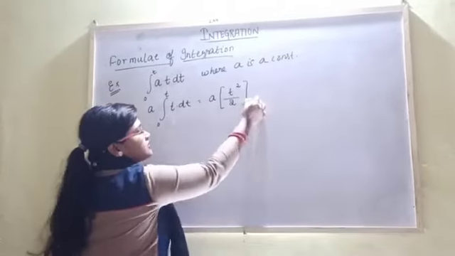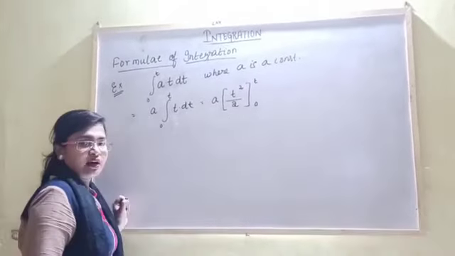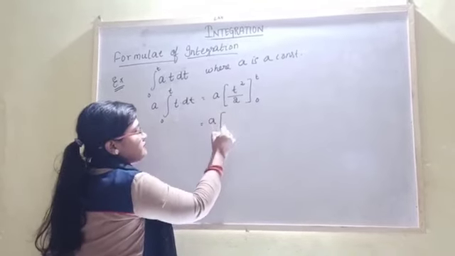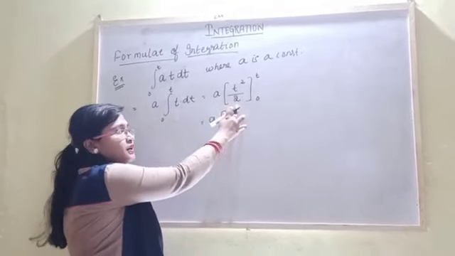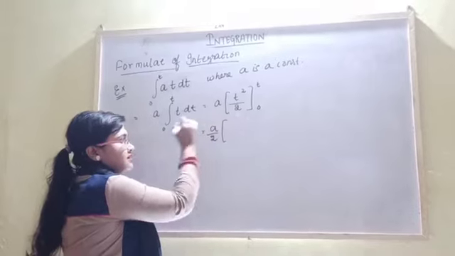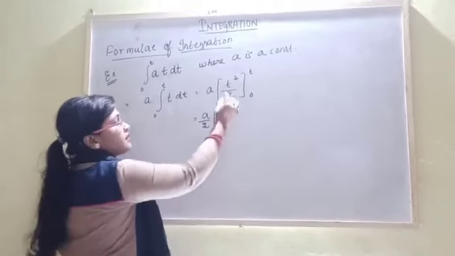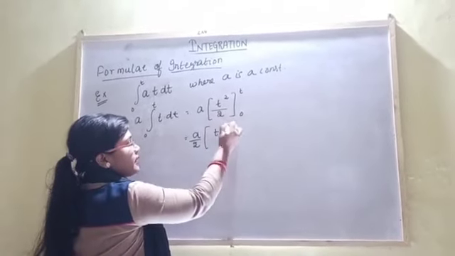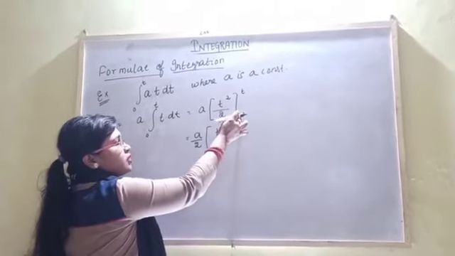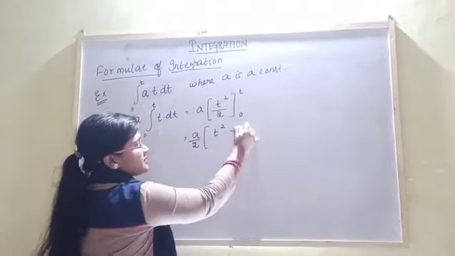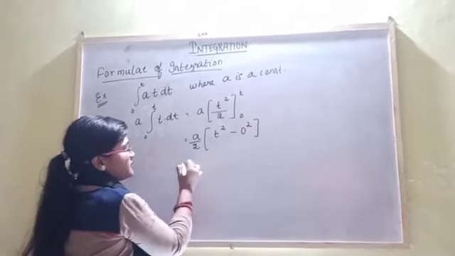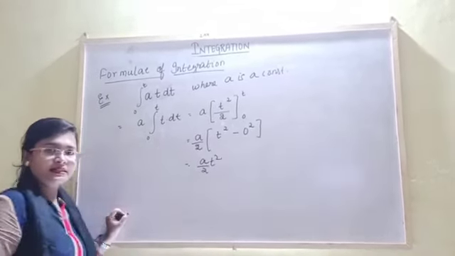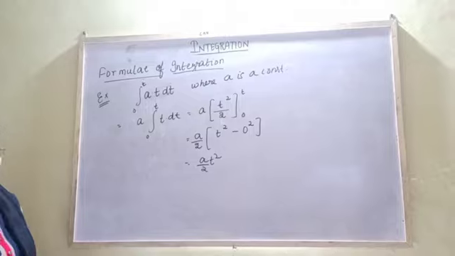And the limits are from 0 to t. Now you have to substitute the limits. You can take out 2 because 2 is a constant, so it is easy for you if you take out the 2. Put the upper limit t in place of the variable, that is t square, minus put the lower limit 0, that is 0 square. So the answer is a by 2 t square. Easy? Now we will do one more example.